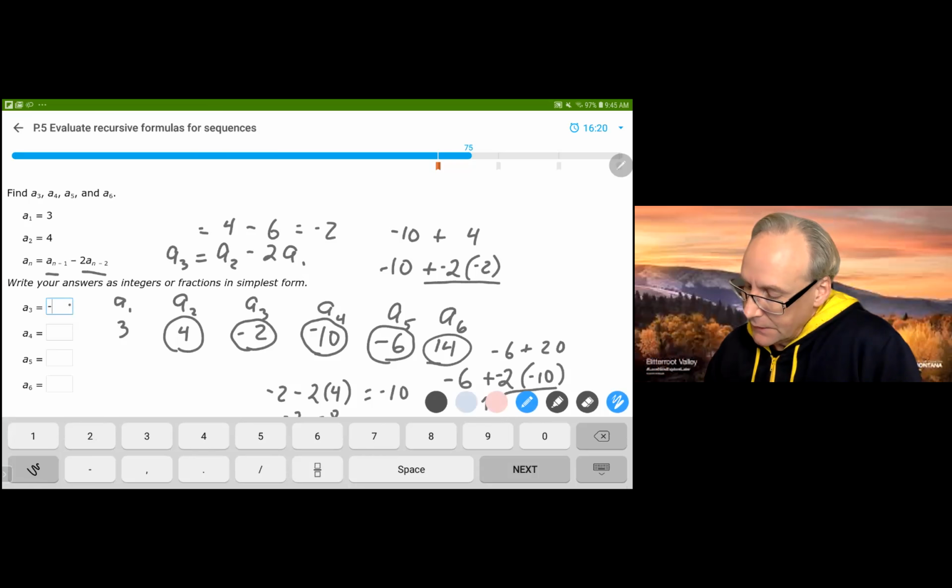That is negative 2. A4 is negative 10. A5 is negative 6. And A6 is 14.